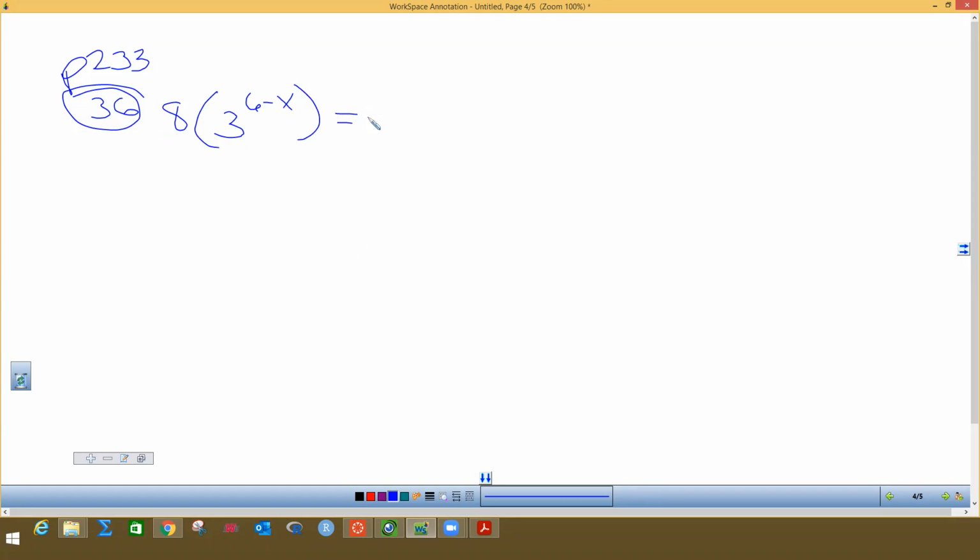equals 40. So this problem, whenever you have an exponent that has a variable in it, we have to get everything away from that part to the exponent. The thing that's there with that is this 8. We got to get rid of this 8. And since 8 is by the parenthesis, that means it's multiplying, so I got to divide by 8 on both sides. So these reduce, and that leaves me 3 to the 6 minus x power equals 5.